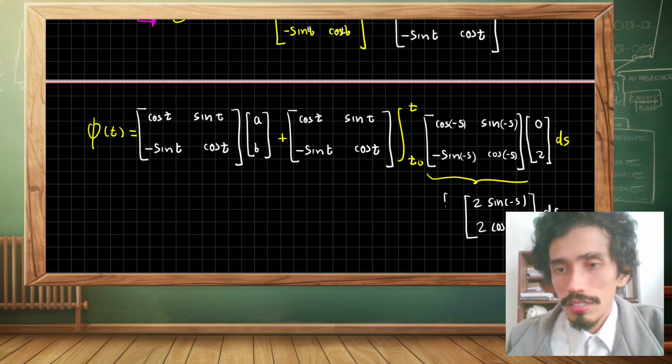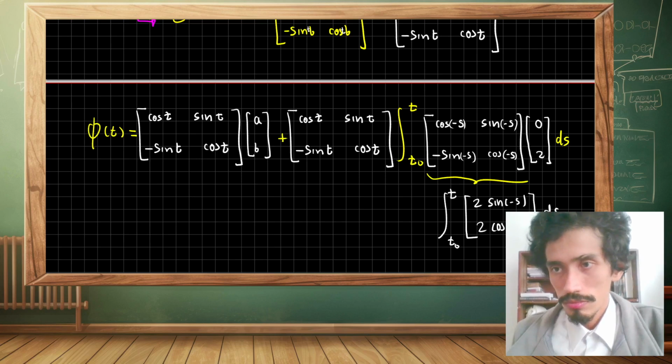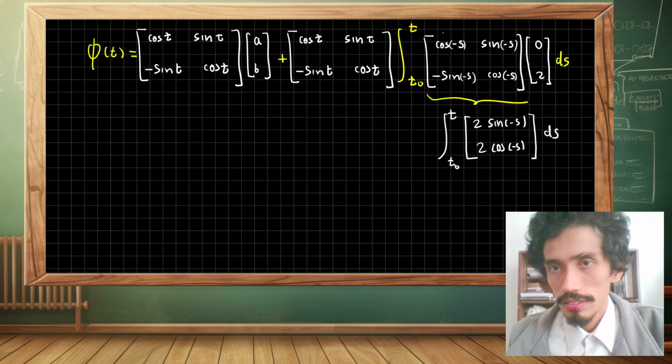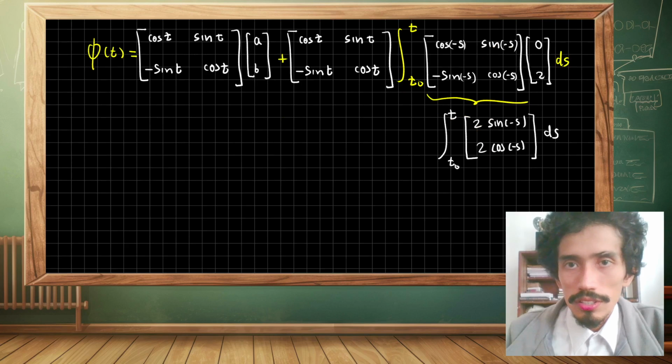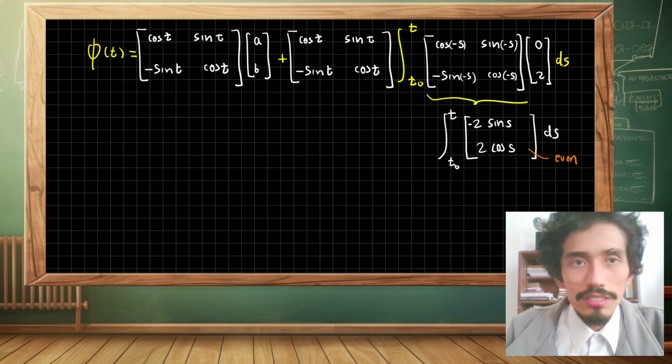D of s integrated from here to here. But you also know that these trigonometric functions have some properties of parity. Sine is an odd function, and cosine is an even function. So sine of minus s is equal to minus sine of s, and cosine of minus s is just cosine of s. Now let's leave it there.